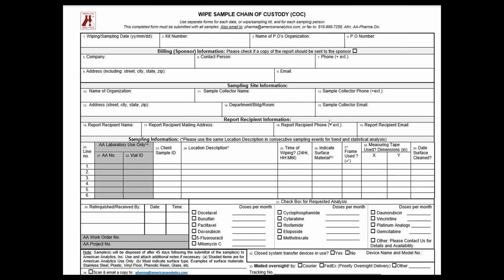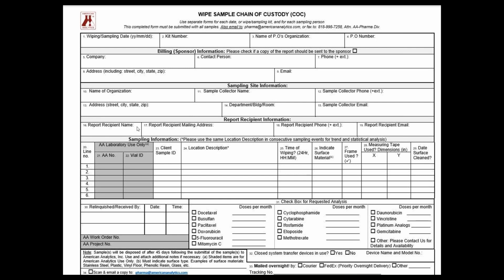Now this next section is about the sampling site. So that's the actual facility where these samples are being collected. So that would be the name of the organization. So it could be your hospital or cancer center, whatever the name of the facility. Who is collecting the samples? We need to know who is the actual person collecting these samples, their phone number, their email address, and then also the address and department building and room number for where these samples are being collected.